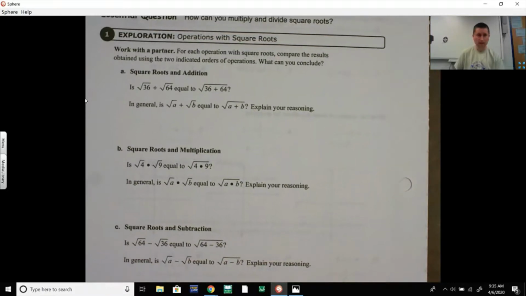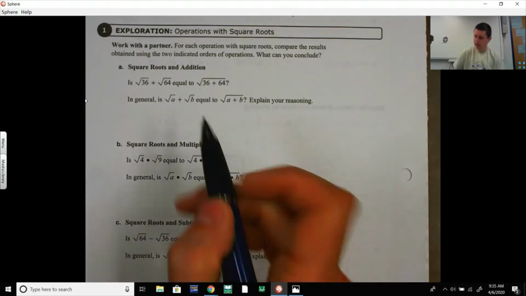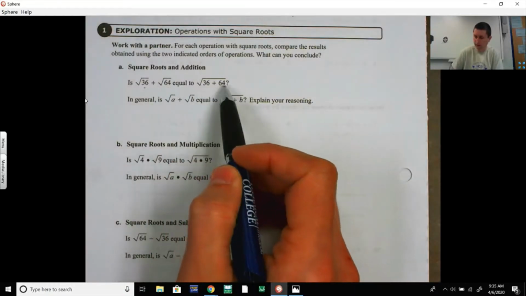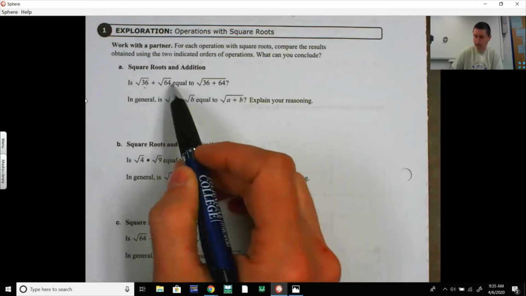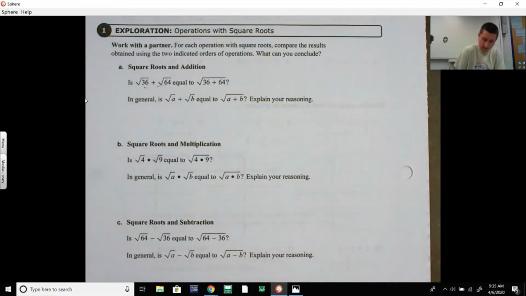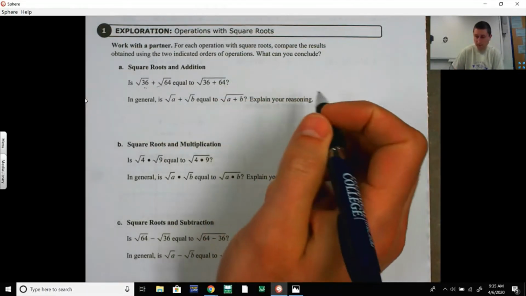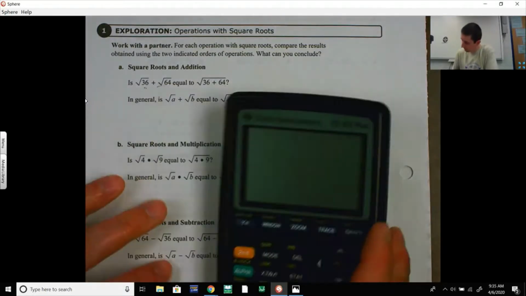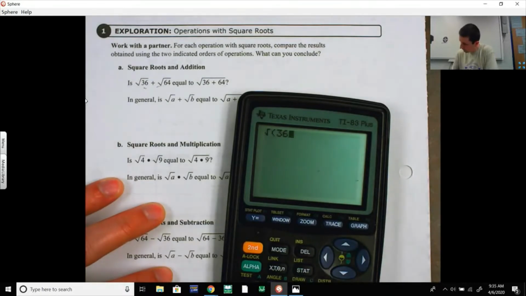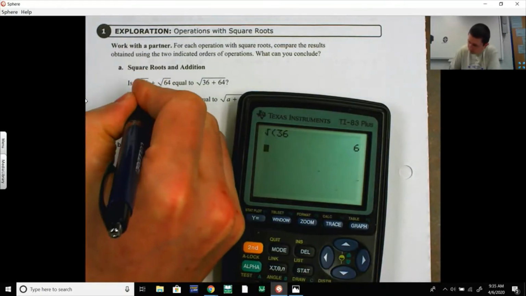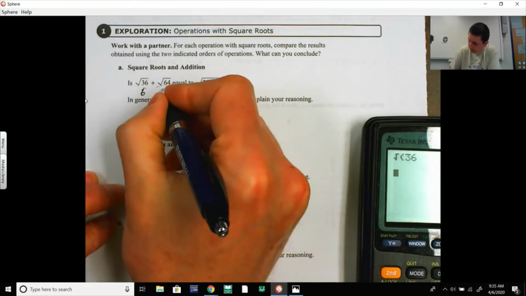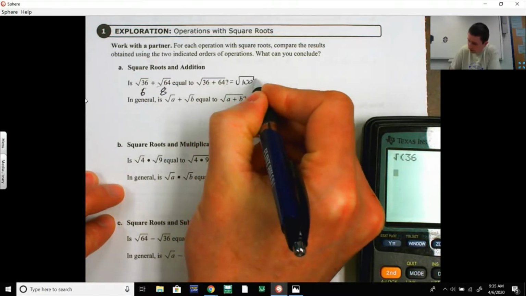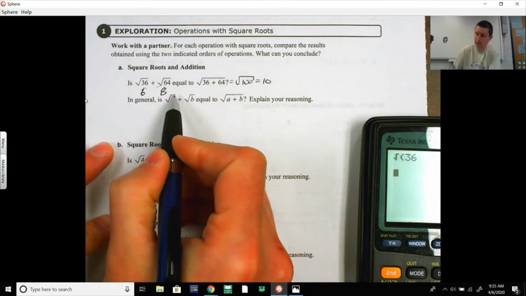So the first thing is the exploration I want to talk about: the square root of 36 plus the square root of 64. Does that equal the square root of 36 plus 64? If you add those together, you'd find they do not equal. The square root of 36 is 6, and the square root of 64 is 8. 36 plus 64 is 100, so that would be the square root of 100, which is 10. So 6 plus 8 does not equal 10.